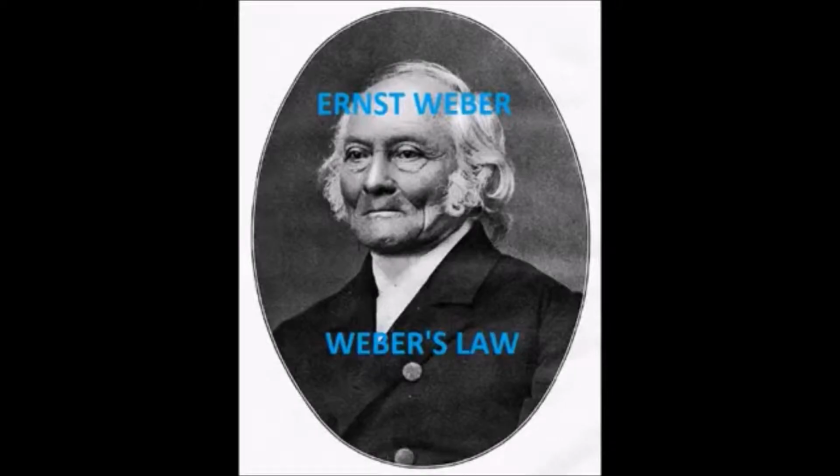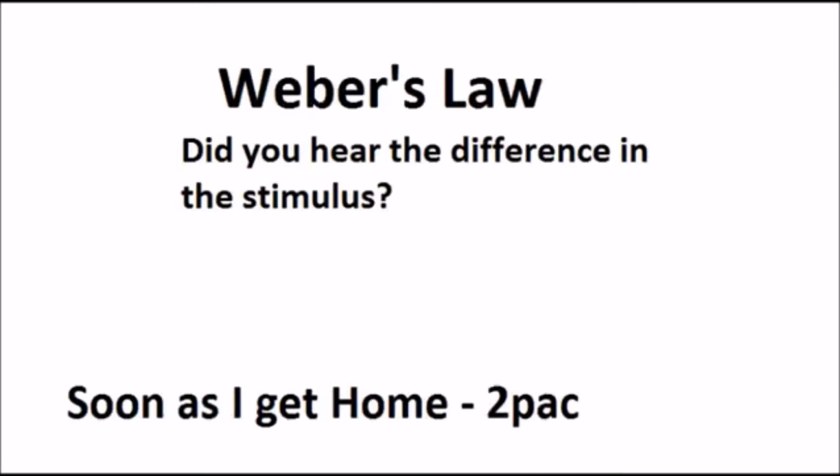Weber's law means it's easier to notice a change in a low stimulus than in a high stimulus. For example, if you change the music's volume from 5 to 10, you can hear a difference in the low stimulus than if you were to adjust the volume from 30 to 35.